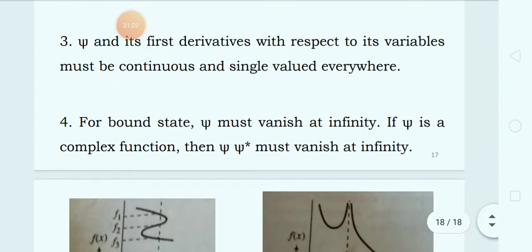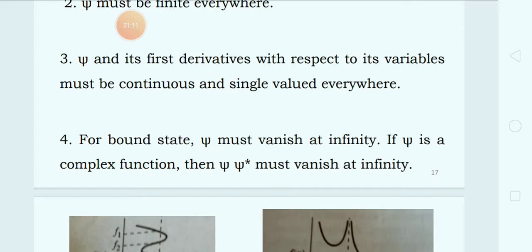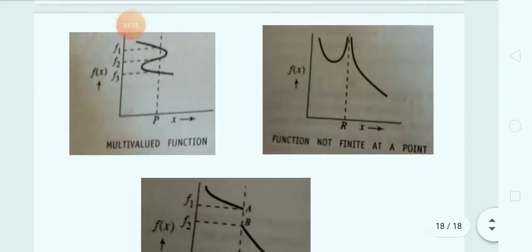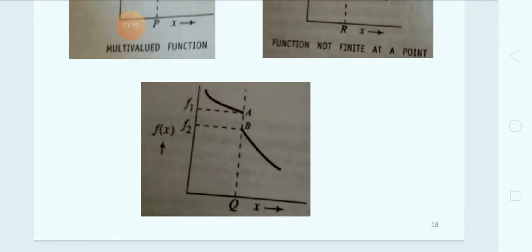And the third point: the wave function and its first derivatives with respect to its variables must be continuous and single valued everywhere. Let us take one more graph to explain this. In the slide, a function f of x is discontinuous at q, as you can see in the third picture. f of x is truncated at point A and restarts at point B. Between A and B, it is not defined. So if f of x is to be a wave function, then the state of the system at x equal to q cannot be ascertained. That means it is not defined in that region. Hence, the wave function is not acceptable. It should be continuous. There should not be any discontinuity in the function. Otherwise, it is not acceptable. That's why this type of wave function is not accepted.